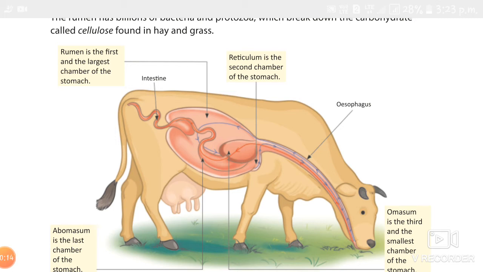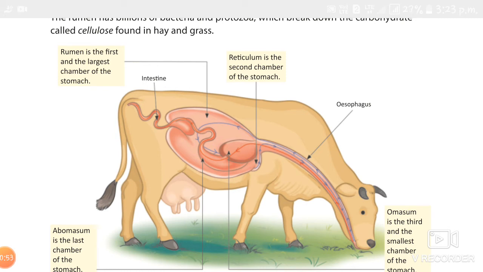A large sac-like structure is there between the small intestine and the large intestine. What is the name of that? Cecum. Then the cellulose of the foliage, foliage means hay and grass, is digested by the action of certain bacteria.